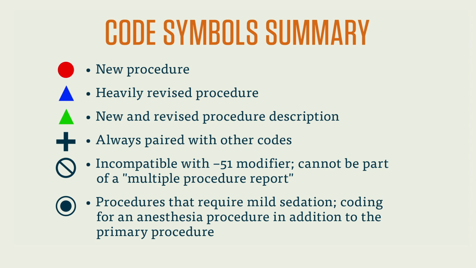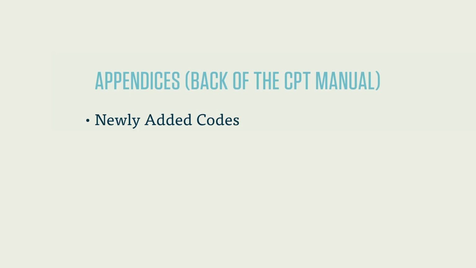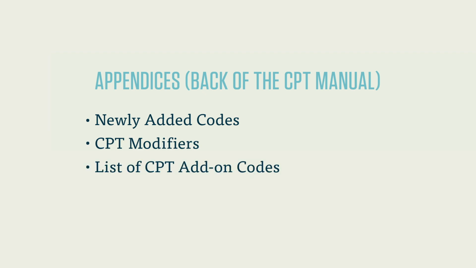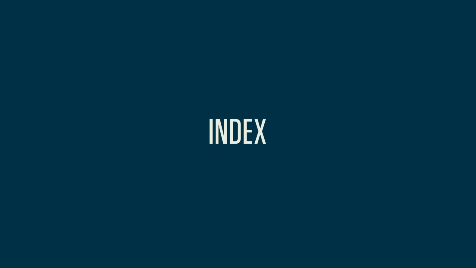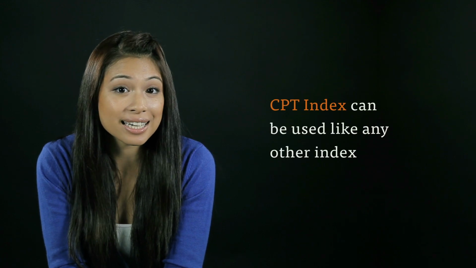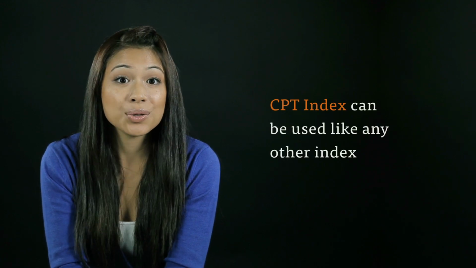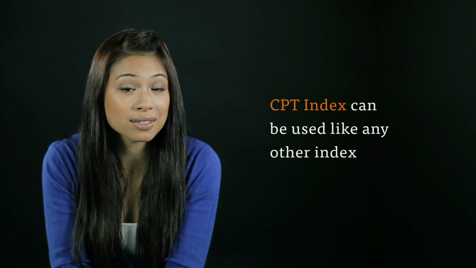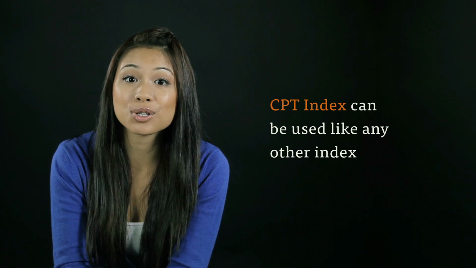Appendices. When you're using a code set as large and complicated as CPT, it helps to have a place to turn to for information specific to certain parts of the code set. The appendices at the back of the CPT manual allow you to search newly added codes, CPT modifiers, and a list of CPT add-on codes. Index. Finally, we come to the index. The CPT index can be used like any other index. You can use it to track down hard-to-code procedures, services, and tests, and you can search it by both procedure and body part.